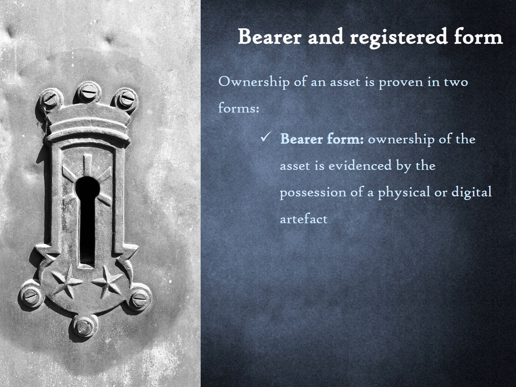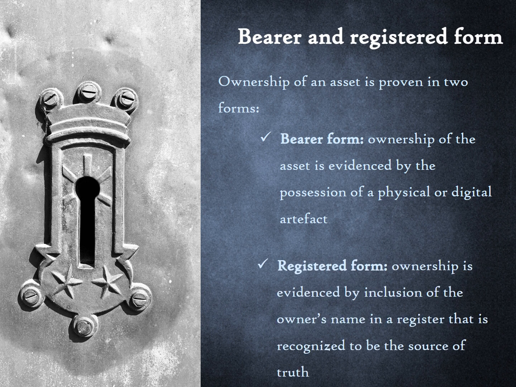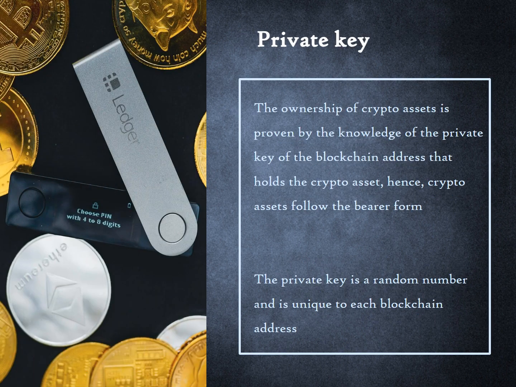The registered form means that ownership is evidenced by inclusion of the owner's name in a register that is recognized to be the source of truth. An example is a motor vehicle title. The ownership of crypto assets is proven by the knowledge of the private key of the blockchain address that holds the crypto asset. Hence, crypto assets follow the bearer form of ownership.